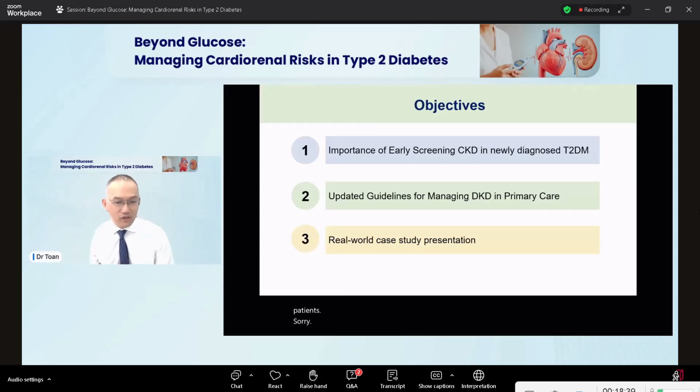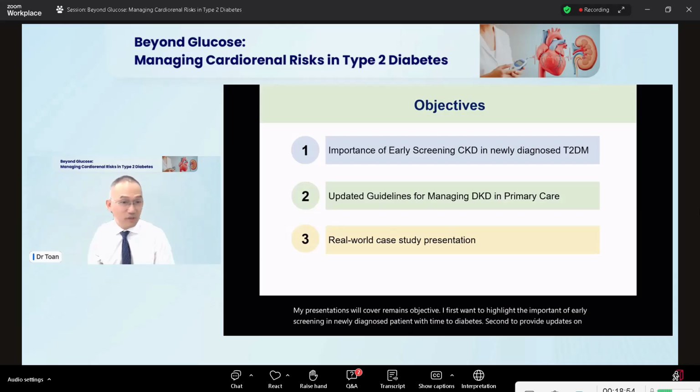My presentation will cover three main objectives. First, to highlight the importance of early screening in newly diagnosed patients with type 2 diabetes. Second, to provide updates on current guidelines for the management of diabetic kidney disease in primary care. And the last one, which is very important and interesting, is to illustrate this concept through a real clinical case from our practice.